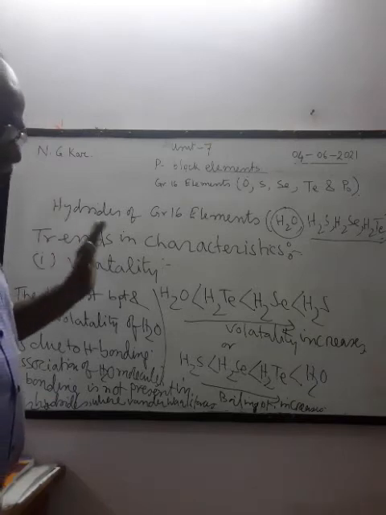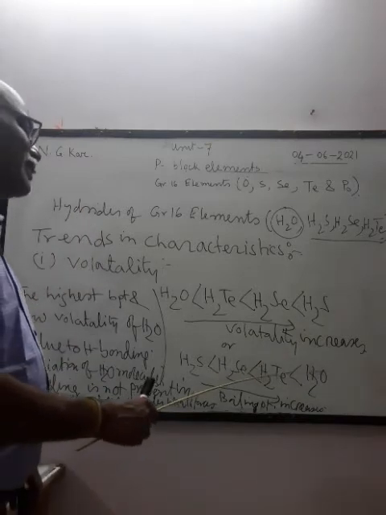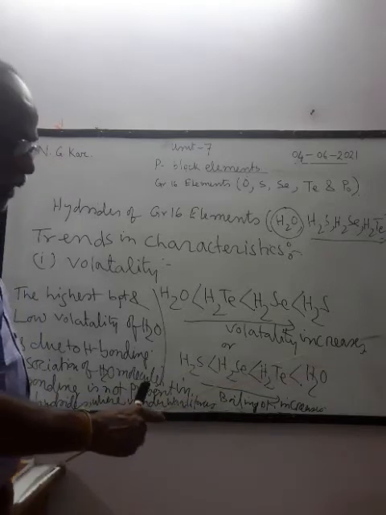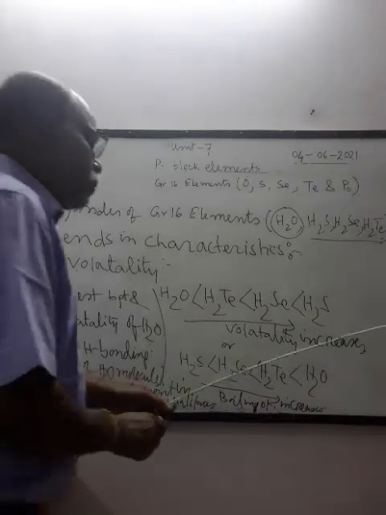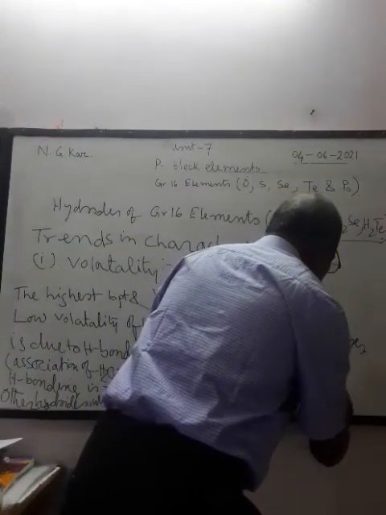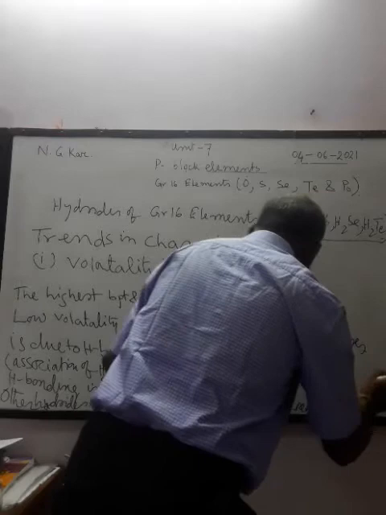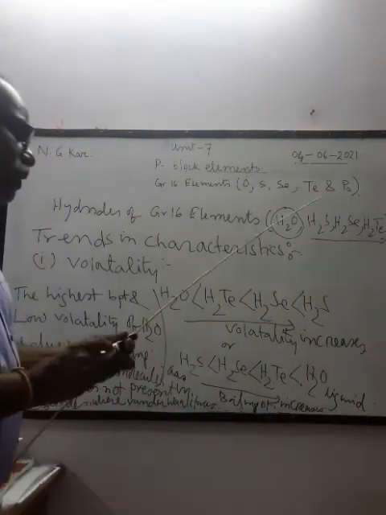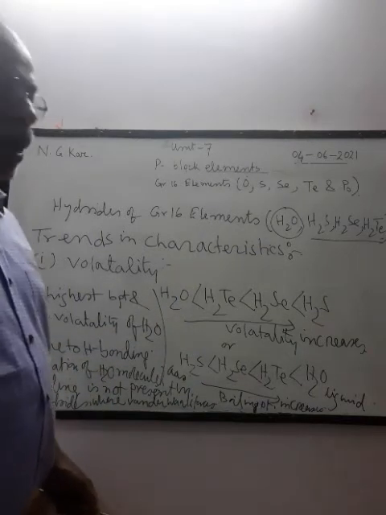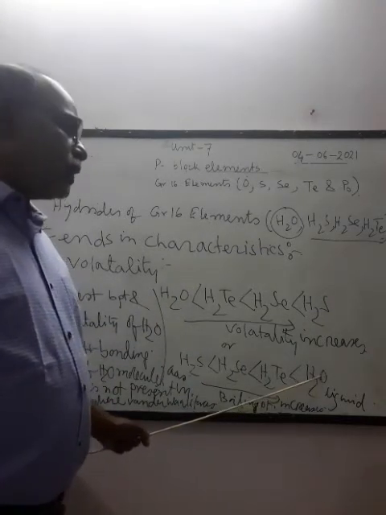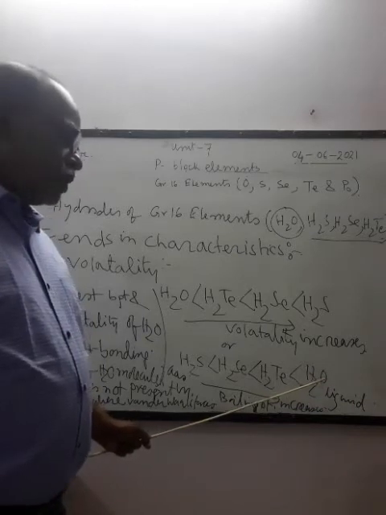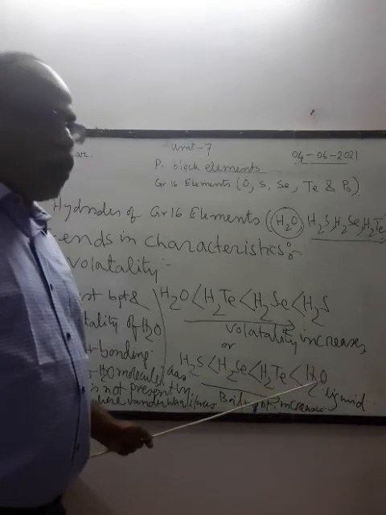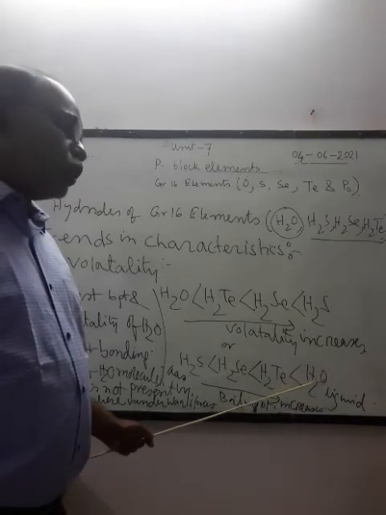Here is an important question: why is water a liquid at ordinary temperature and H2S a gas? Water is liquid at ordinary temperature, but H2S is gas at ordinary temperature. This can be easily explained on the basis of hydrogen bonding. In water, the central atom is oxygen, having high electronegativity and small size. So water can form hydrogen bonding, and association takes place.